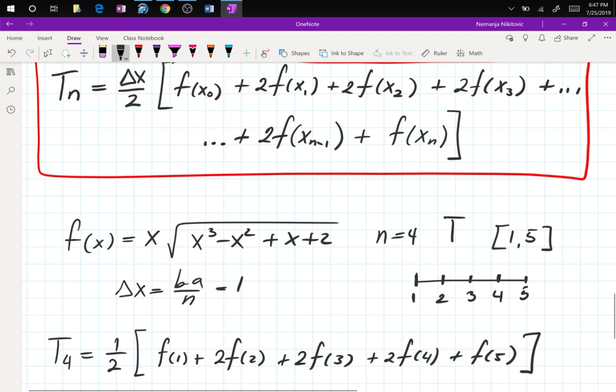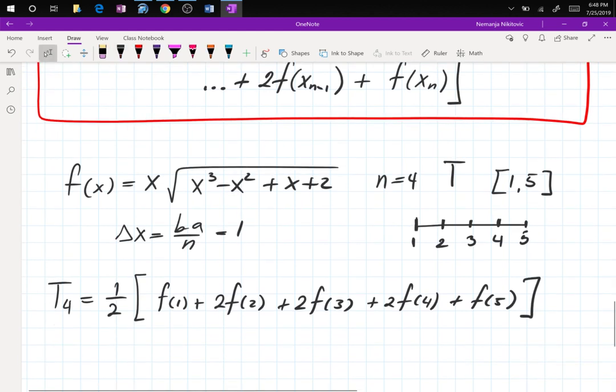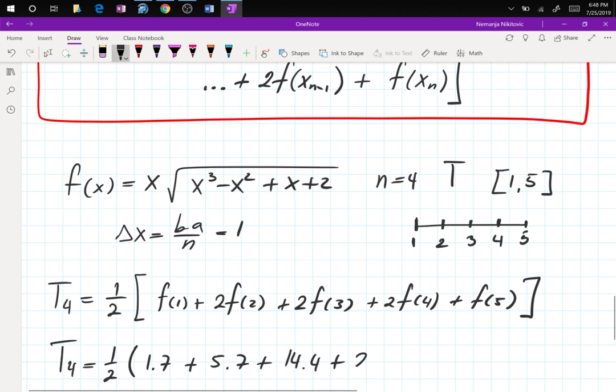And now you go in your calculator, you can use the table, it's still the same function. So I'm going to open up table set, and I'm going to start my table at 1 with the increment of 1. And hit second graph, which gives me the table. So T4 is 1/2, open parenthesis, 1.7 plus 5.7 plus 14.4 plus 29.4.